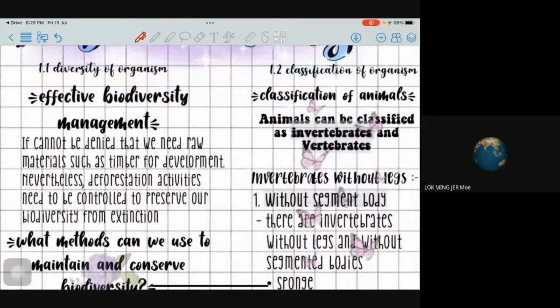I mean you can read it, because it is just effective biodiversity management. How do we manage biodiversity effectively? You cannot deny that we need them, we need the raw material for development. Nevertheless, deforestation. Do you know what I mean by deforestation? Activities that cut down all the plants, right? Cut down all the trees. We need to control deforestation because we need them in the future. So we don't want them to become extinct.